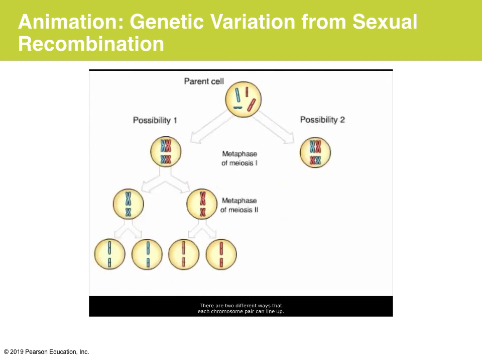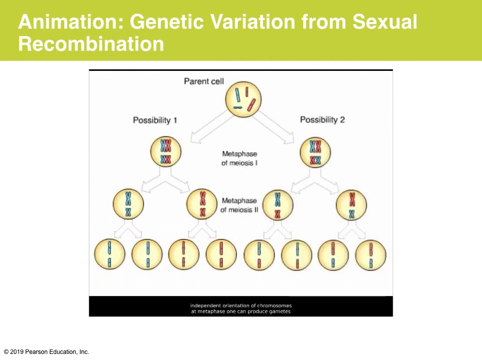There are two different ways that each chromosome pair can line up. That means that in the organism shown here, with the diploid number of 4, independent orientation of chromosomes at metaphase 1 can produce gametes with 4 different combinations of maternal and paternal chromosomes. In a human being, with 46 chromosomes, more than 8 million combinations are possible.